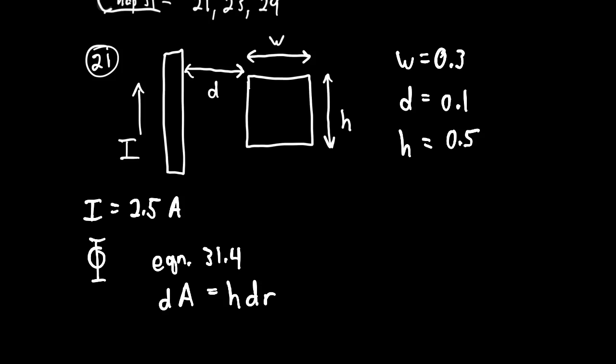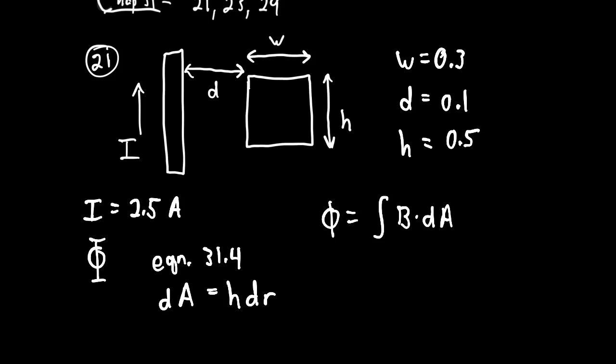What is equation 31.4? If you don't remember, you can go to the chapter summary and look. Equation 31.4 is called magnetic flux, which is a key equation for the chapter about magnetic flux. Magnetic flux is equal to the integral of B dot dA: the magnetic field multiplied by the differential area.